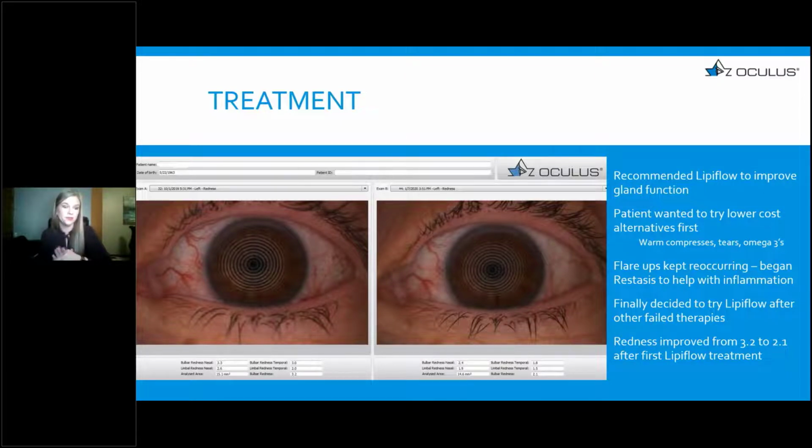So these are pictures, actually. The left picture is her baseline picture, again, of that left eye. And the right picture on your screen is after her first LipiFlow treatment. So her redness improved from 3.2 to a 2.1. Her redness went down significantly just after the LipiFlow, alone.